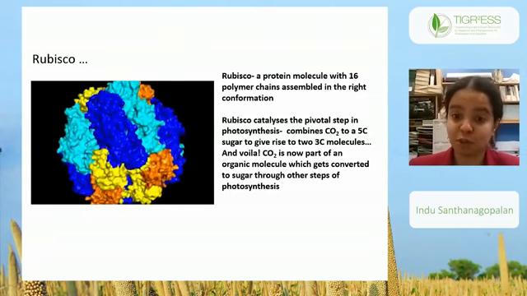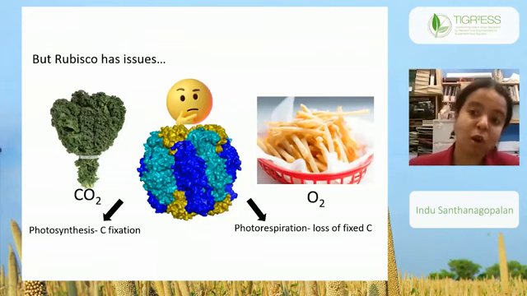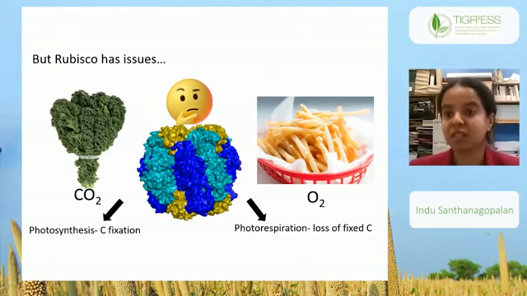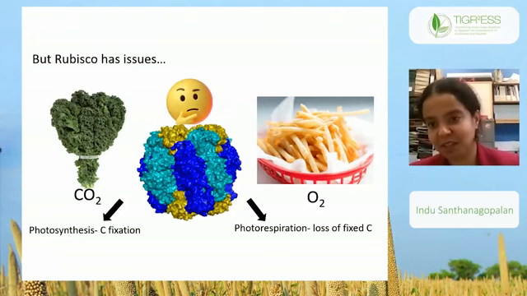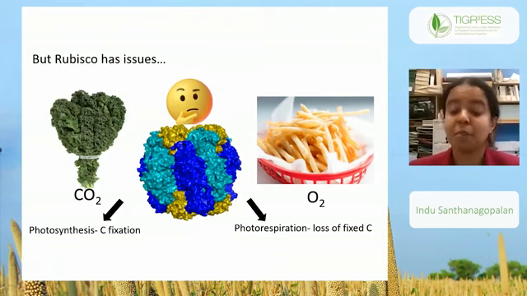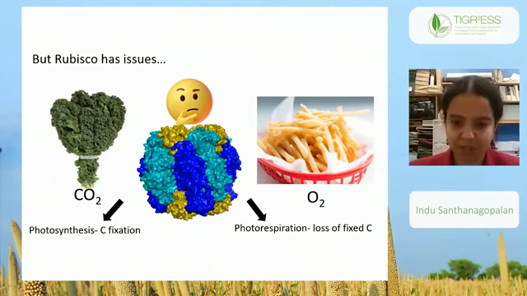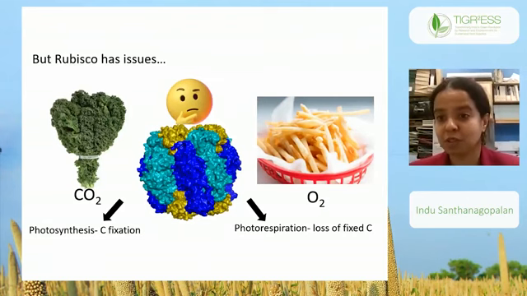However, rubisco has issues. Rubisco evolved about 2 billion years ago in an environment which is carbon dioxide rich. However, owing to photosynthesis, over millions of years, our atmosphere has become oxygen rich. Rubisco is primarily carrying out the reaction of carbon fixation. However, it can also carry out a promiscuous reaction with oxygen, leading to a process called photorespiration, which leads to loss of fixed carbon.